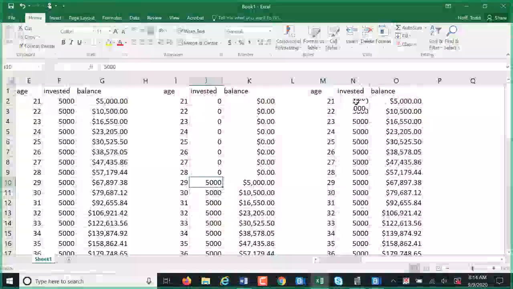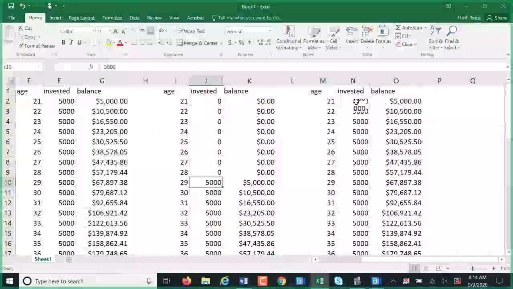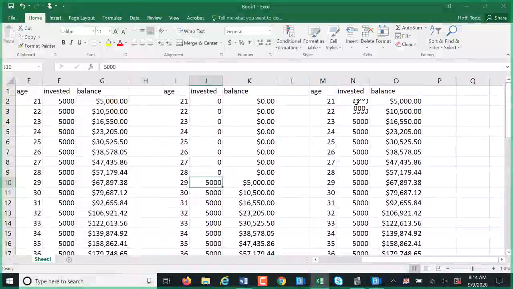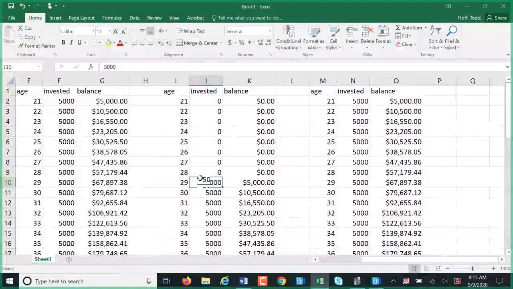Then there's a Roth 401k where you don't get the tax deduction now, but when you take it out, there is no taxes on it. To me, I would rather pay taxes on the $5,000 now than on the $100,000 that it turned into 40 years from now. Yeah.